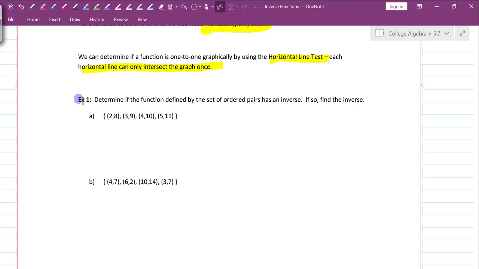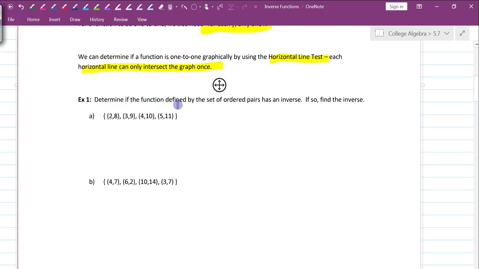Example 1. Determine if the function defined by the set of ordered pairs has an inverse. If so, find the inverse. Remember, to begin with, to find out if it is a function, we look to see whether or not each x maps to exactly one y. I only have one of each x listed: a 2, a 3, a 4, and a 5. I don't have any duplicates. So it is a function because each x maps to exactly one y.